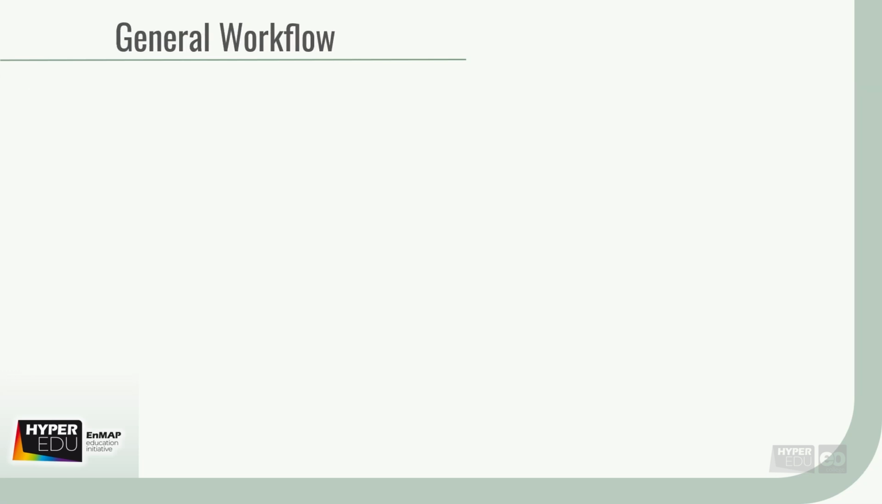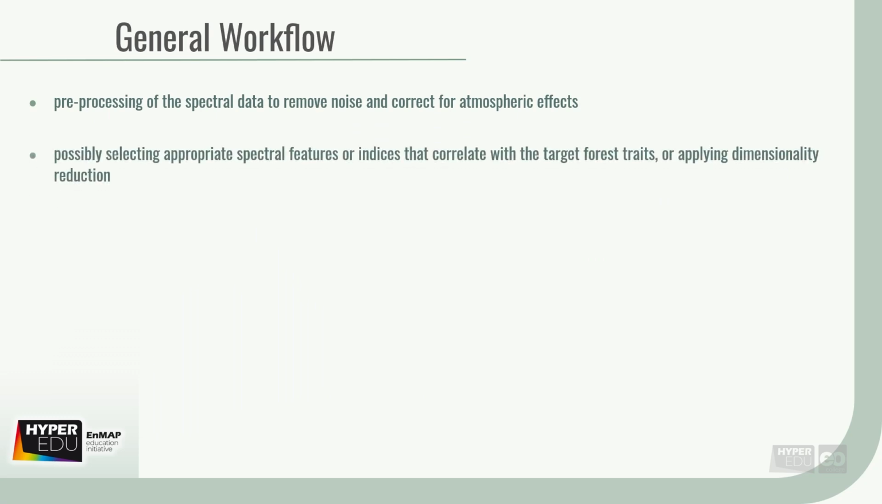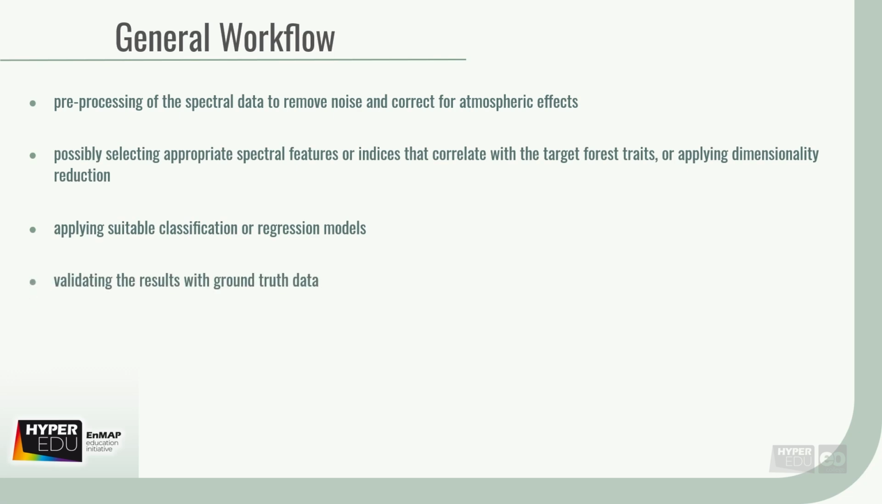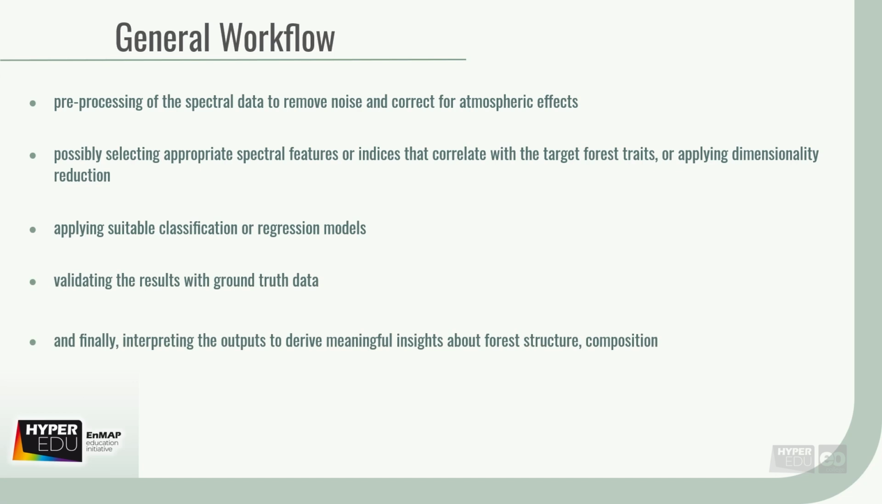Okay, summing up. In order to get the most out of your data, the overall workflow for the retrieval of forest traits using imaging spectroscopy data consists of pre-processing of the spectral data to remove noise and correct for atmospheric effects, possibly selecting appropriate spectral features or indices that correlate with the target forest traits, or applying dimensionality reduction, applying suitable classification or regression models, validating the results with ground truth data, and finally, interpreting the outputs to derive meaningful insights about forest structure and composition.